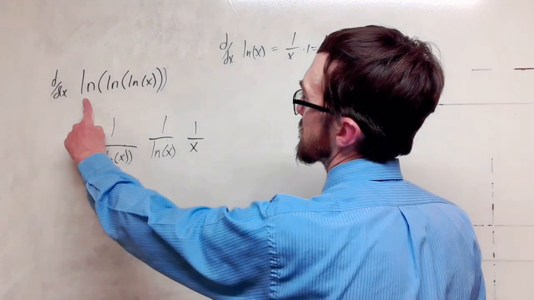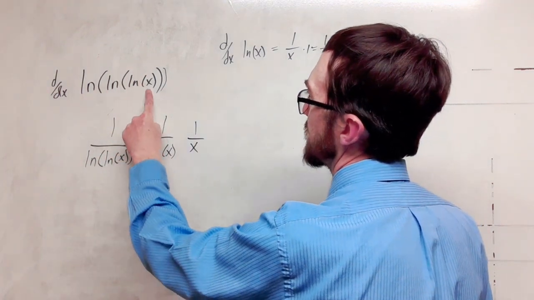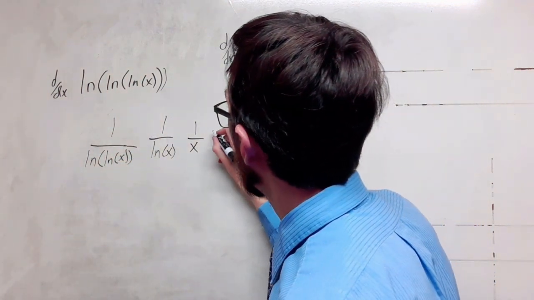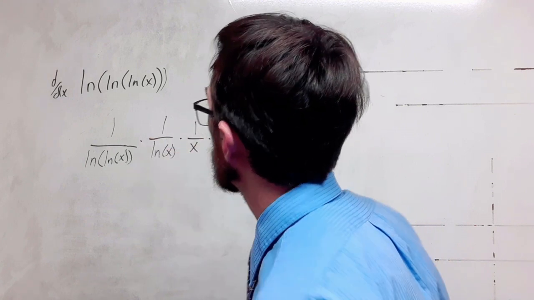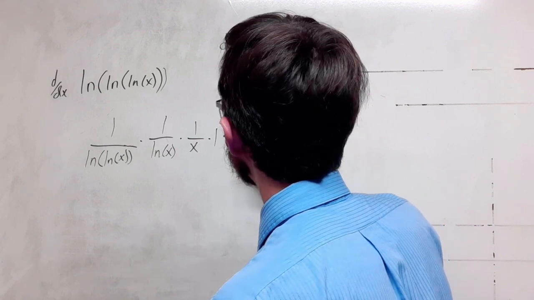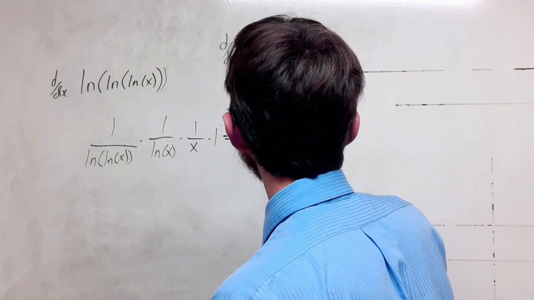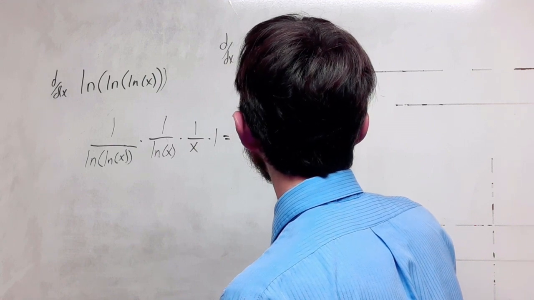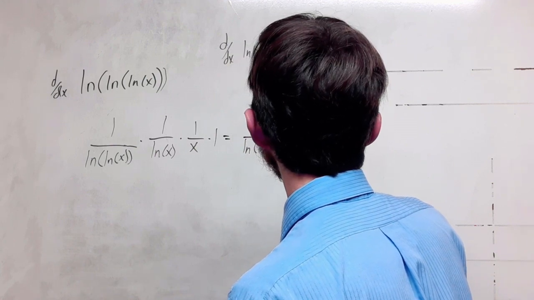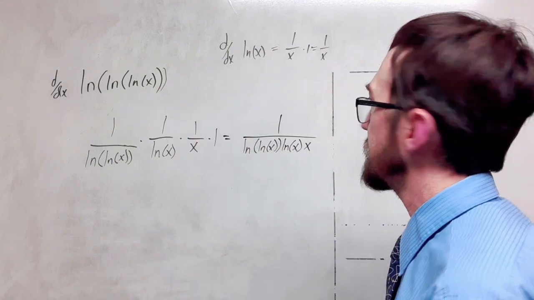So we've done this log, we've done this log, we've done this log, and now we need to do x itself, which will be 1. And those all get multiplied together to be our derivative. And this is the derivative that we get.